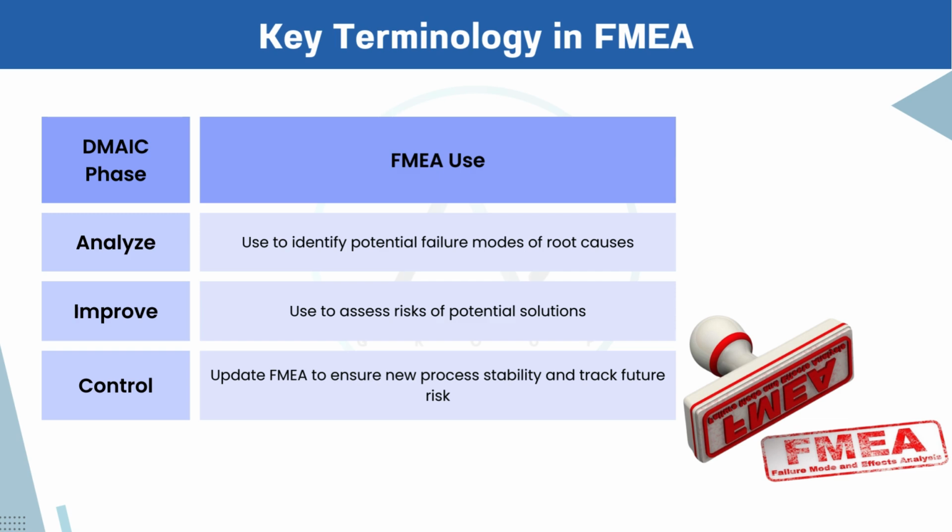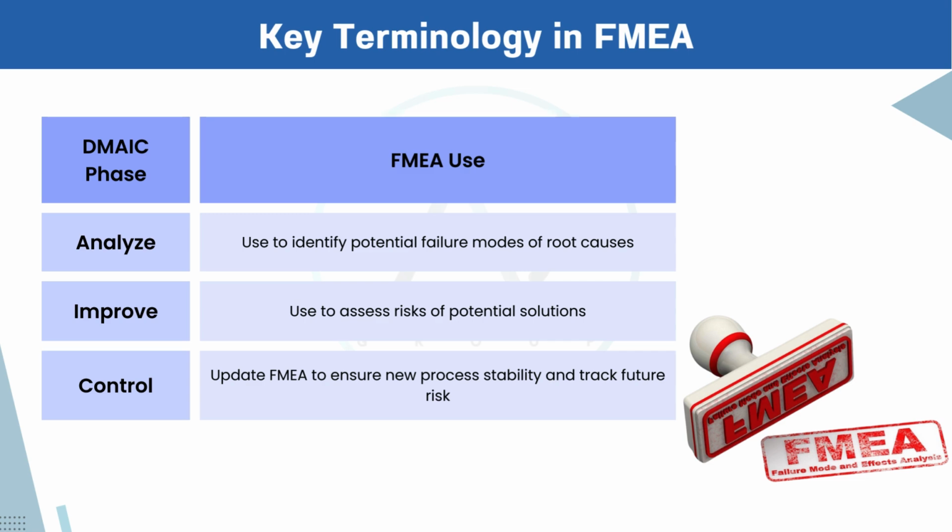3. Control phase. After improvements are implemented, we update the FMEA to reflect the new process conditions. This ensures that we capture any new risks, verify that past risks have been addressed, and use it as a living document to monitor stability over time.